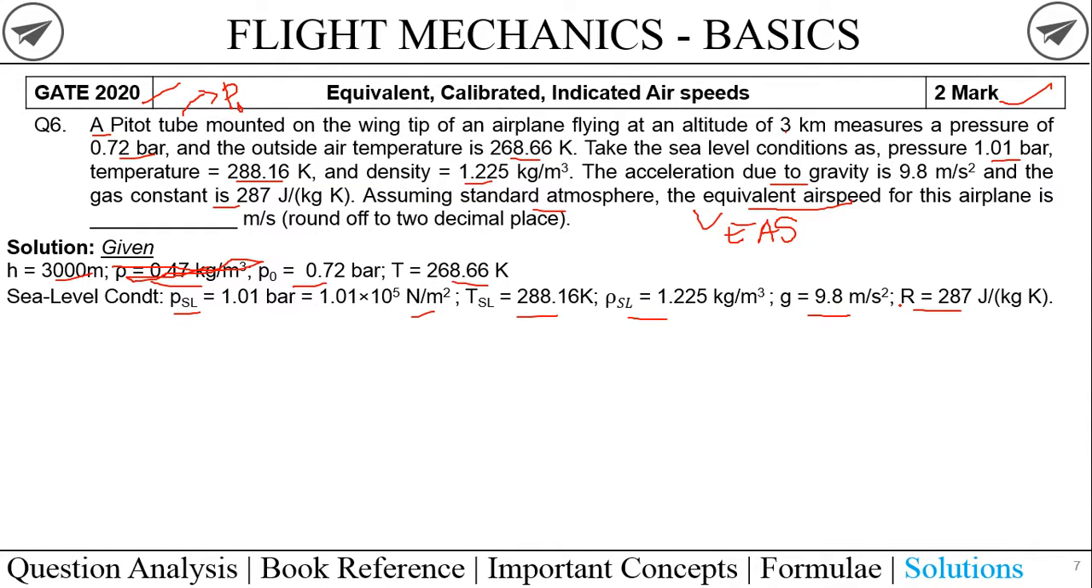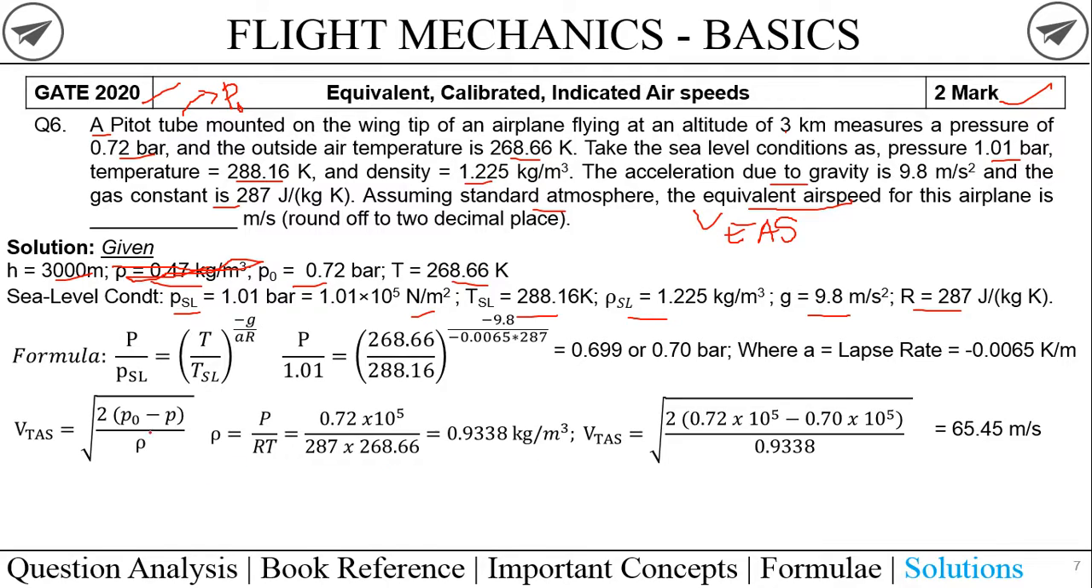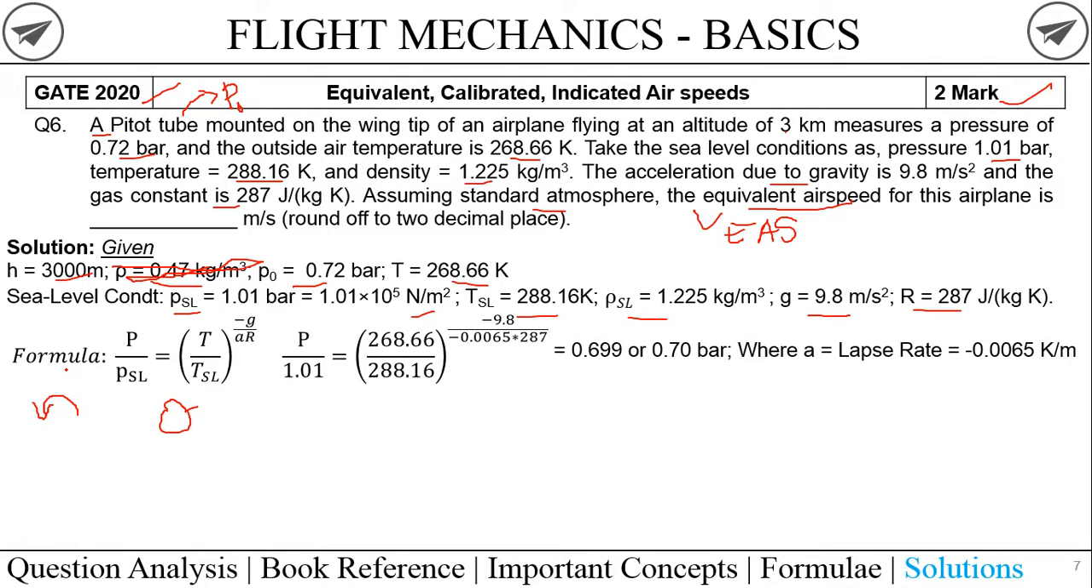Now here for finding out VEAS, we basically use the formula VTAS times the square root of density ratio. But here there is no mention about the VTAS or true airspeed, so we cannot use that formula. Instead, we will be finding it out by another way. So here they have provided the stagnation temperature, stagnation pressure at this particular altitude 3 kilometers. So if we somehow find out the static pressure P, we can easily derive the VTAS. So if we derive the VTAS, we can write out the VEAS from the previous formula. So now let me first find the static pressure at that particular altitude.